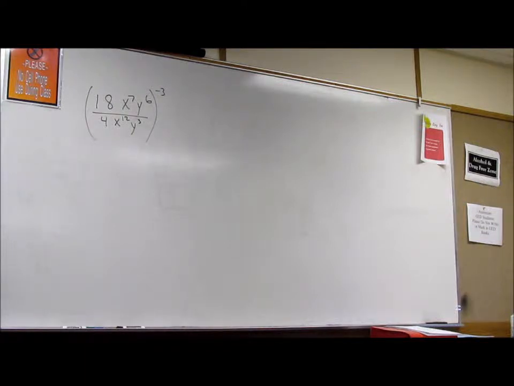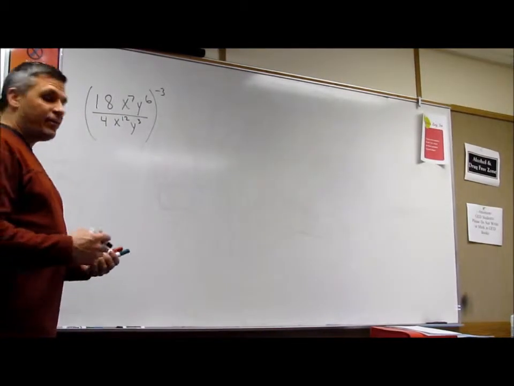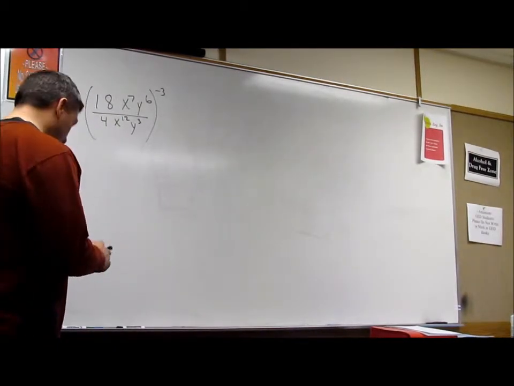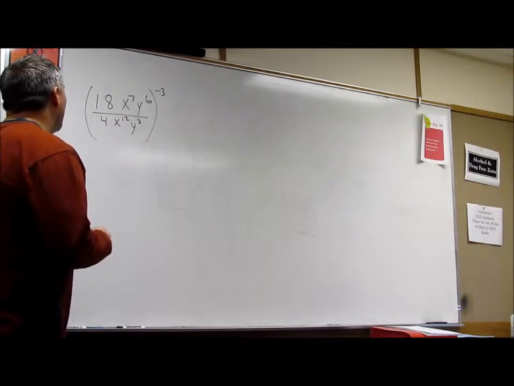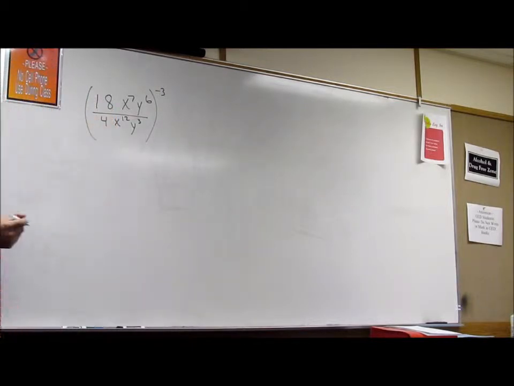Okay, so 18 times x to the 7th times y to the 6th divided by 4 times x to the 12th times y to the 3rd will be all raised to the power of -3. And our first step is going to be to do what's on the inside. And so 4 doesn't go into 18, but 2 does.